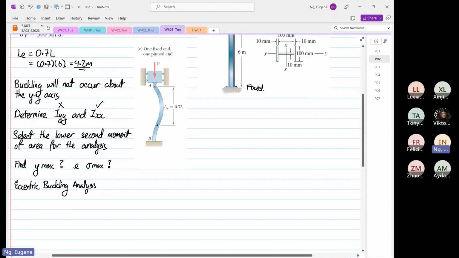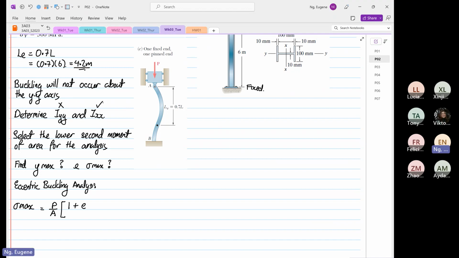Okay. So again, you don't need to memorize all this formula. There's no way I could memorize this formula also. So this formula will be provided: sigma max is equal to P over A, bracket 1 plus eC over r squared, then secant of pi over 2, and then we have square root of P over PCR. And again, we know that PCR is equal to pi squared EI over LE squared. Let me write this properly.